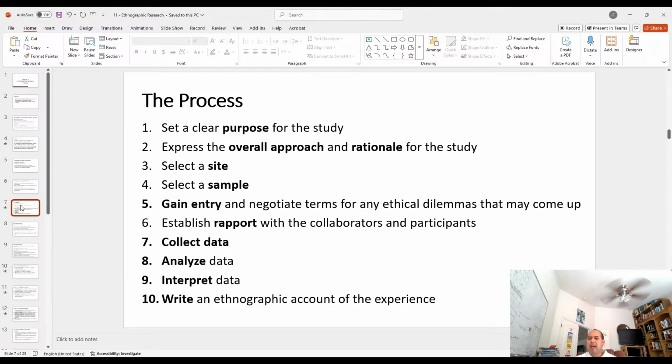And you write up the ethnographic account. You have a lot of responsibility writing up that ethnographic account, because your responsibility is to represent the voices of those people who allow you to observe them, represent their voices, and be able to tell their voices the best possible way.